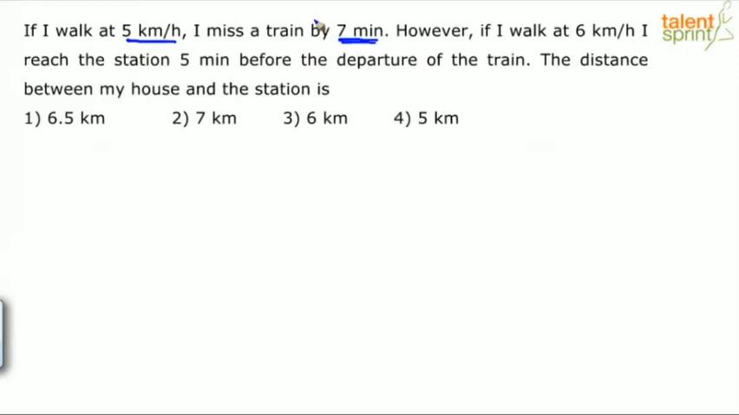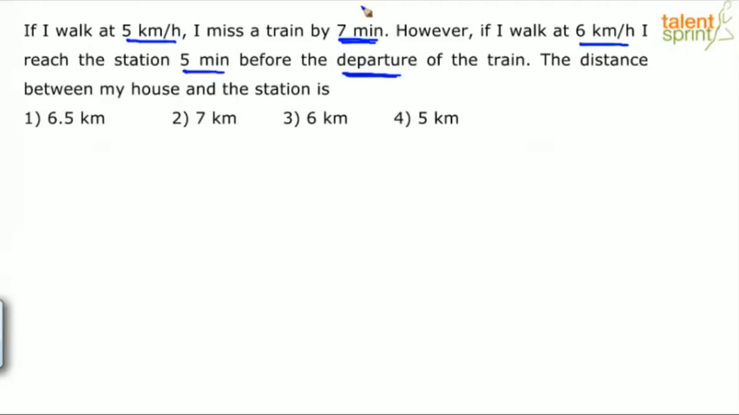7 minutes. However, if I walk at 6 kilometers per hour, the speed has increased now from 5 kilometers per hour to 6 kilometers per hour, I reach the station 5 minutes before the departure of the train. So you have reached 5 minutes early. The distance between my house and the station is.